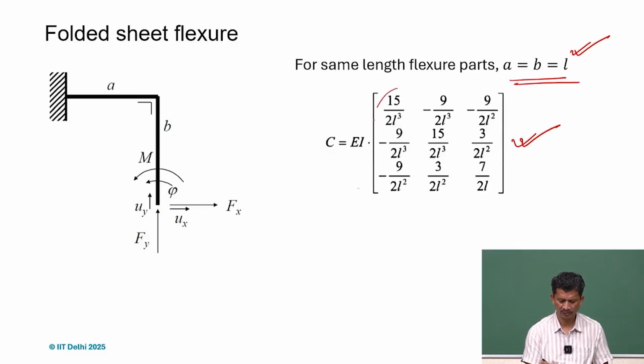So I just showed the 15 by 2L cube, and similarly we can derive all the terms one by one. So this is the stiffness matrix for this generalized one. The end is not fixed, there are no boundary conditions applied here. But whenever we use these in a system, they will be assembled, and because of the geometry and the overall construction, certain boundary conditions will be applied, and then we can easily find the stiffnesses in different directions for that system.